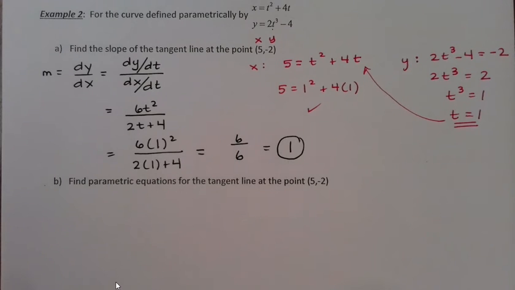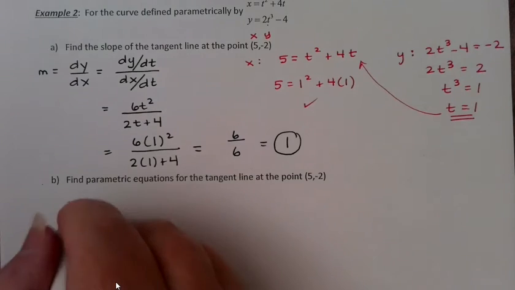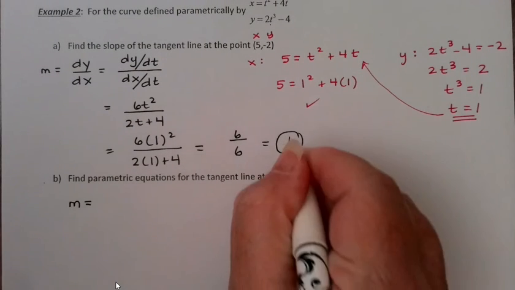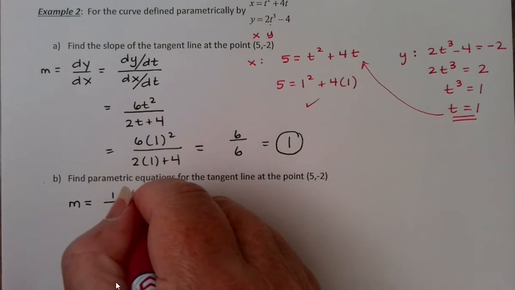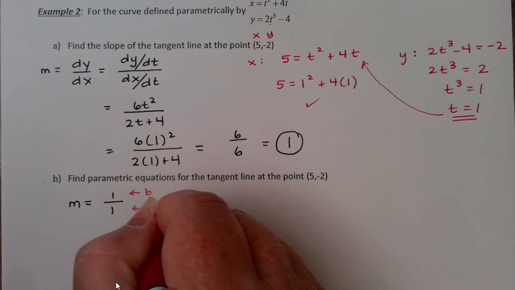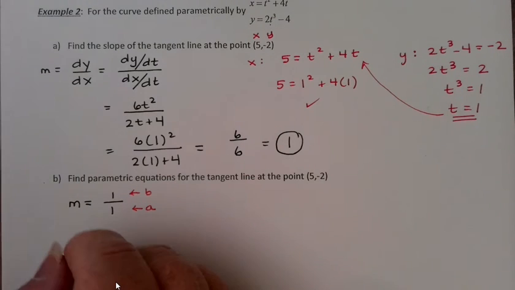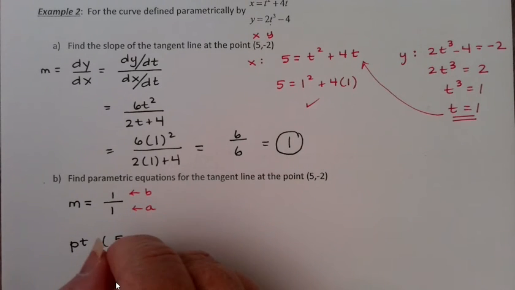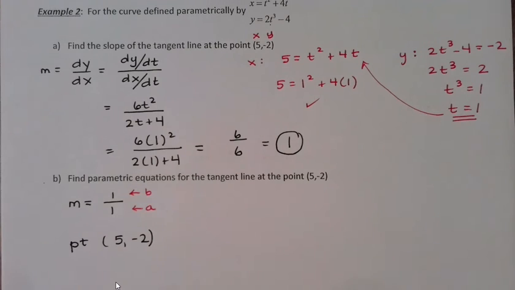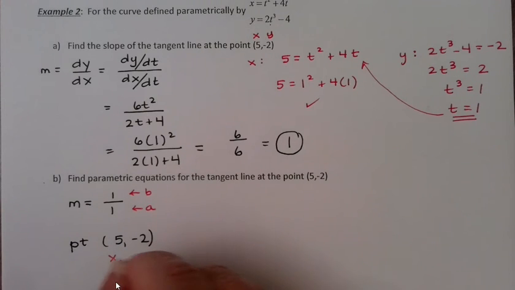All right, part B. This time I want to find the actual equation of the tangent line, but I want to find it in parametric form. So we know our slope is 1. I'm going to think of that as 1 over 1, b over a. And we also know that a point on the line is this given point, 5, negative 2. So I can use that as the x naught and the y naught.